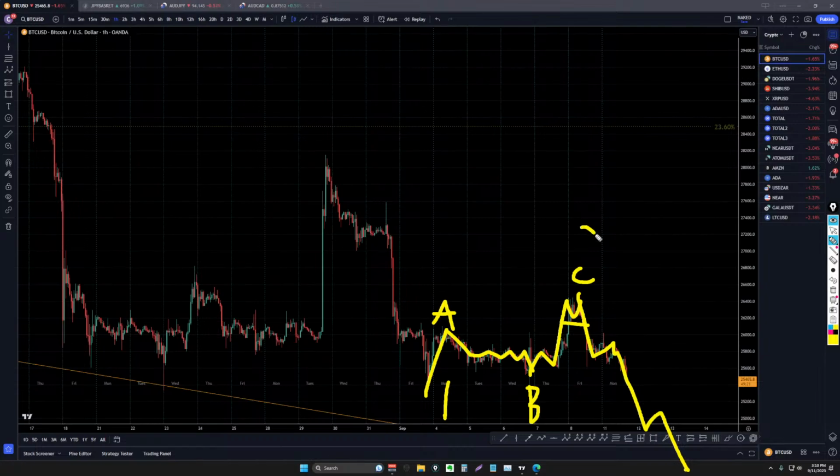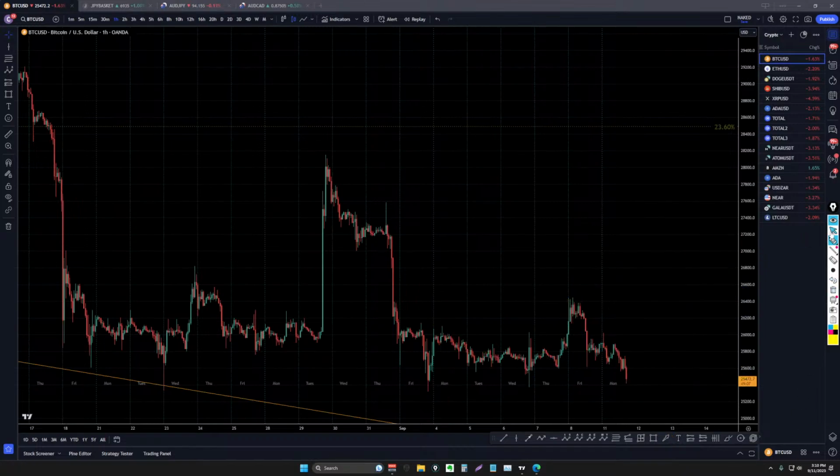Probably a 1, probably a 2, and we're probably in a wave 3 of wave 5, which is probably a wave 5 of wave C, which is probably a wave C of wave B. Kind of a mouthful, but it does seem like that is what's going on, for sure.